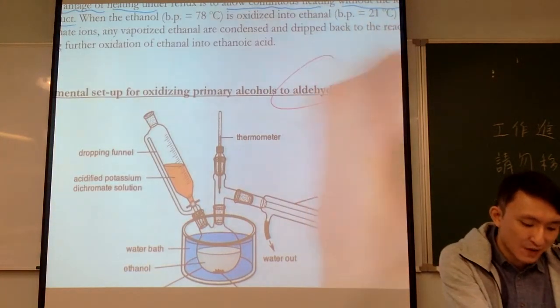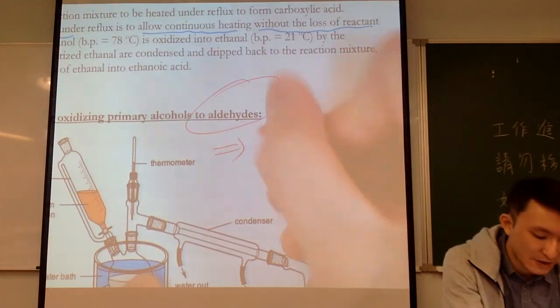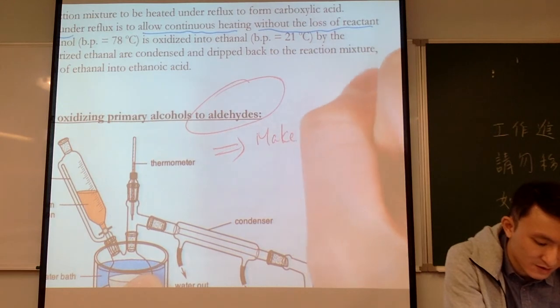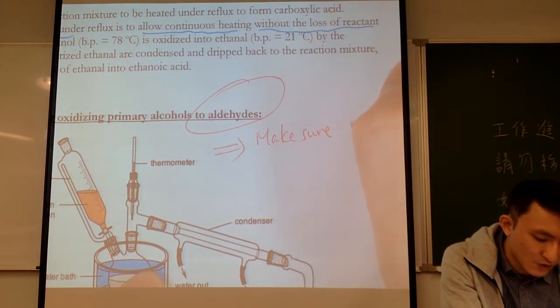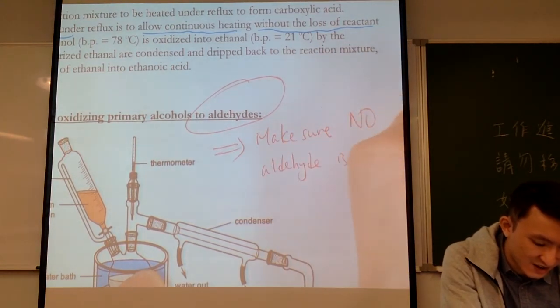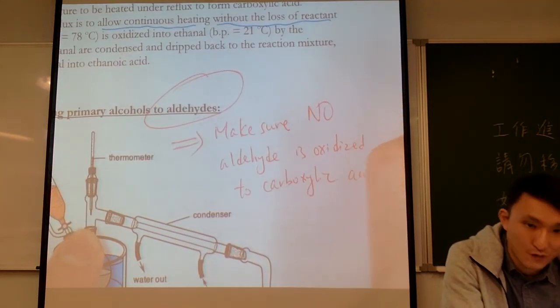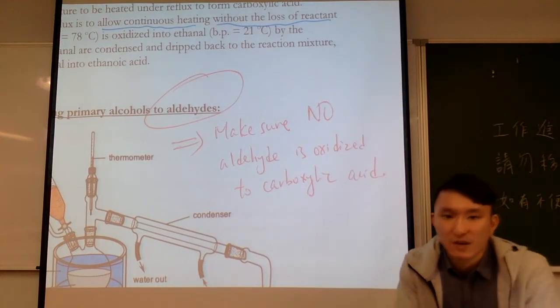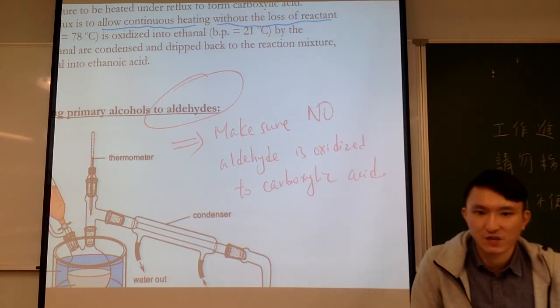Now again, if you want to make aldehydes, what is your major concern? You need to make sure no aldehyde is oxidized to carboxylic acid. So in other words, you try to avoid further oxidation. Try to avoid further oxidation. So, how do we achieve this?